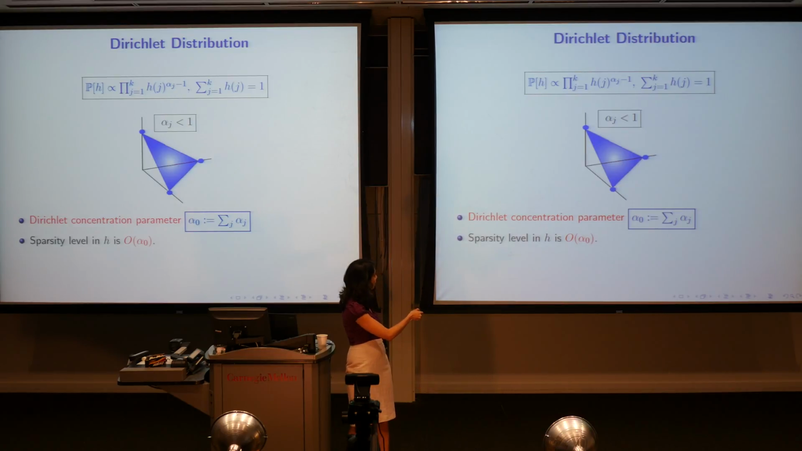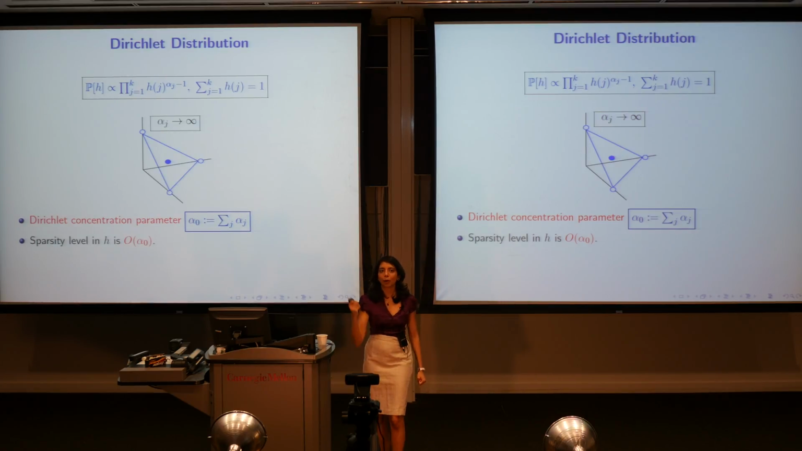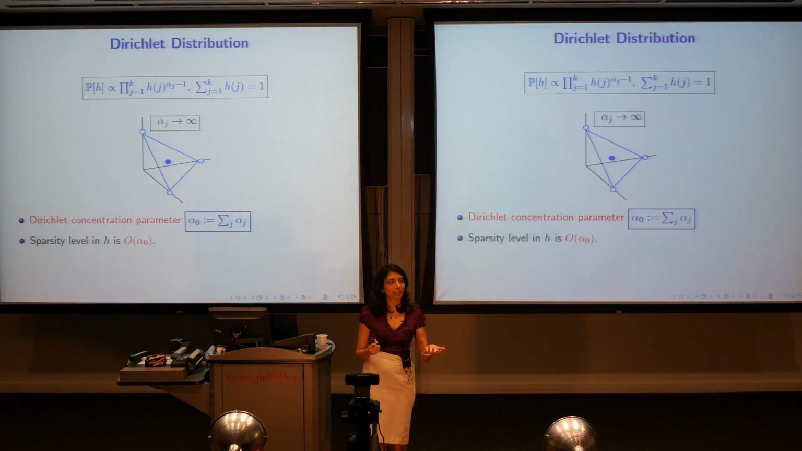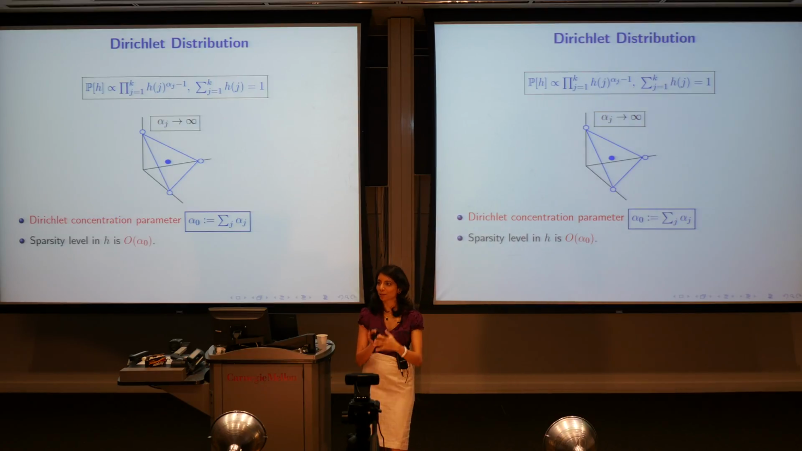But if they're still less than 1, there's still more mass towards the vertices than in the middle. But as you keep increasing this concentration parameter, there's more probability mass towards the center of the simplex. And in the limit, in fact, it degenerates to a single point. So you can see why it's called the concentration parameter, because as you increase this parameter, the probability mass concentrates more towards the center of the simplex.